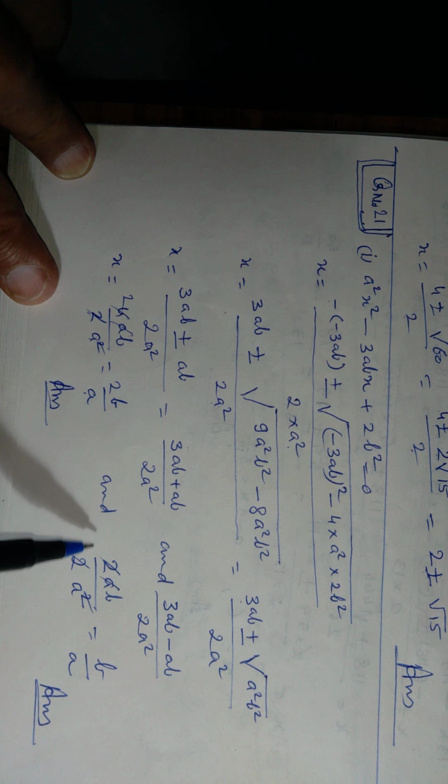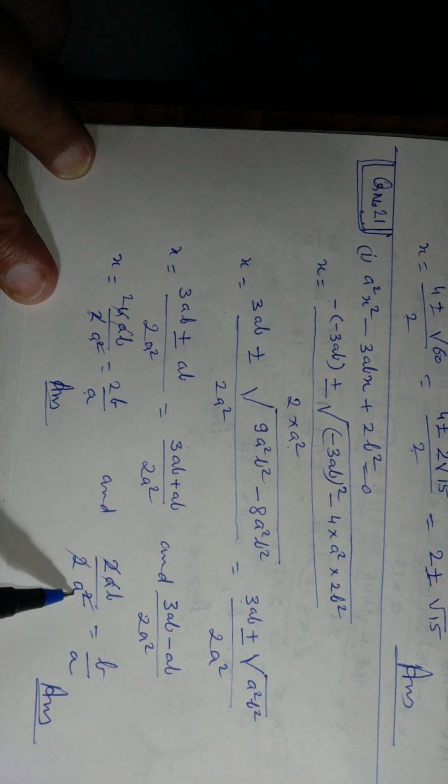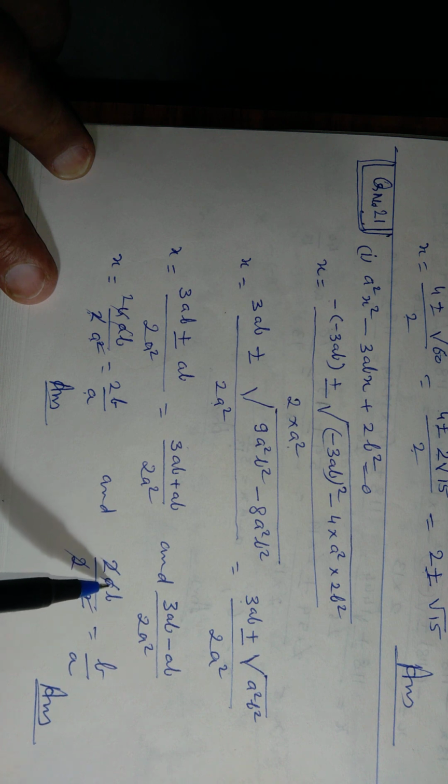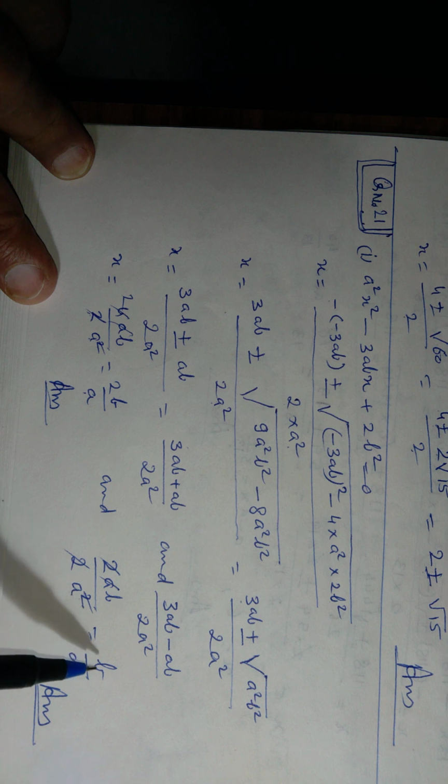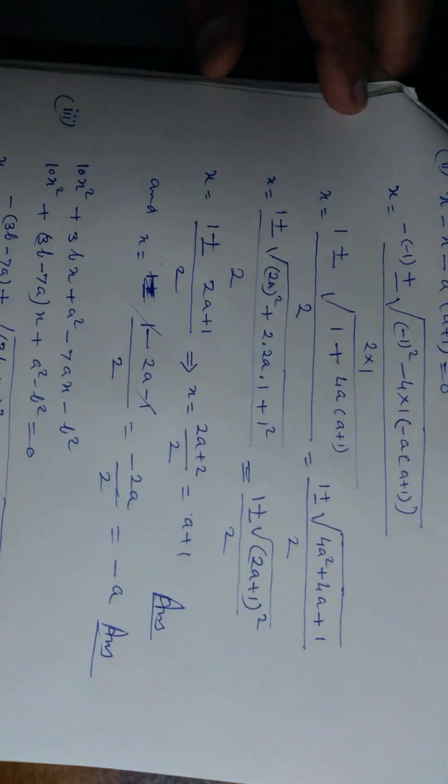In the second case, it will be 2ab divided by 2a². So 2 and 2 will be cancelled. A will cancel with the square part of it, so we will get b upon a. These are the two answers of the first part of question number 21. Now the second part of question number 21.